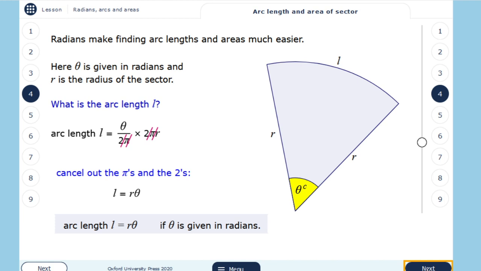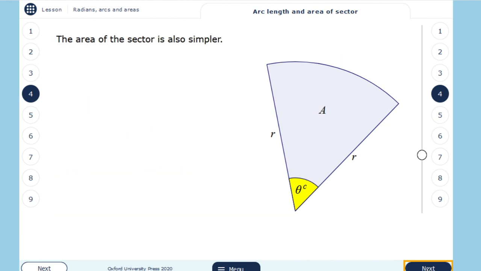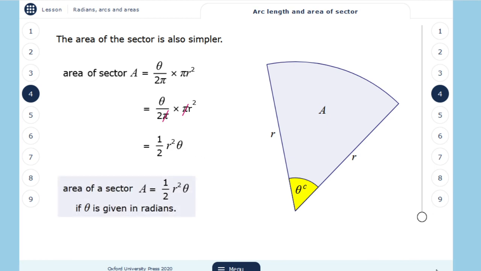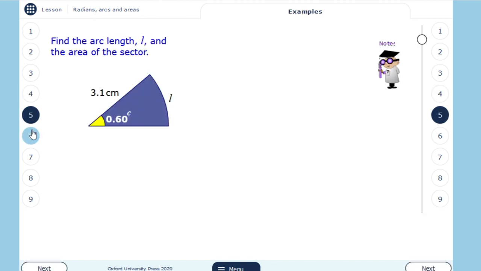Arc length L equals r theta, with theta given in radians. The area is also simpler. The area of a sector is theta over 2π times πr squared. πr squared is the area of the whole circle. I cancel the π's, so the area of a sector will be 1 over 2 times r squared times theta, where theta is given in radians.